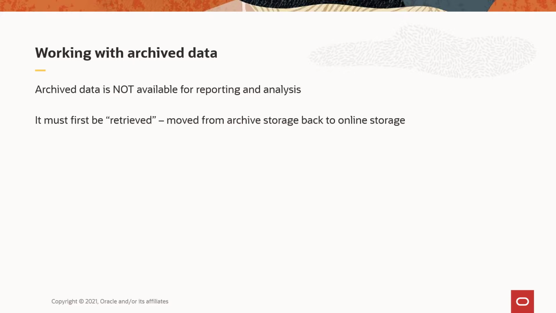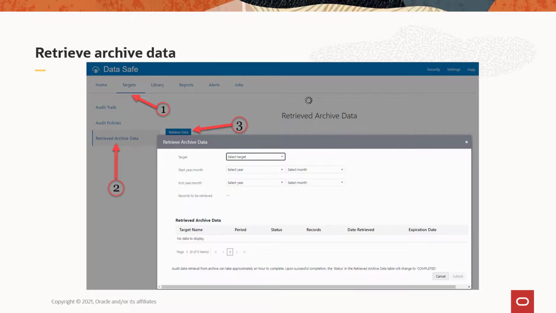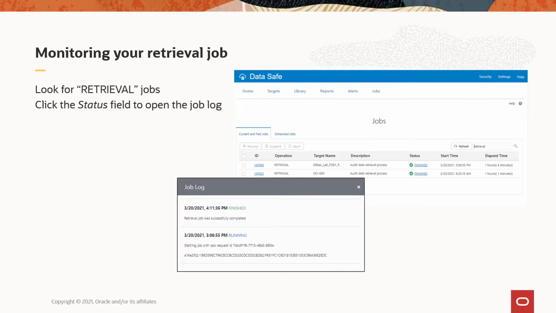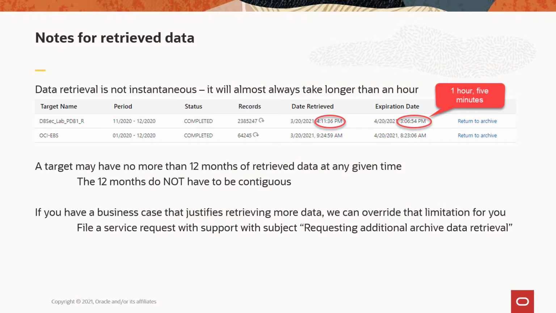All right. Again, to retrieve archive data, you go to Targets, Retrieved Archive Data, and click the blue Retrieve button. Tell DataSafe which database you wish to retrieve data for and how many months you want to retrieve, making sure that you haven't exceeded your 12 months of maximum retrieval time, and making sure that you're not trying to duplicate records. You can monitor your retrieval job either on the Retrieved Archive Data page or in the Jobs menu. Again, recall, data retrieval is not instantaneous. It almost always takes a little bit longer than an hour, and you are limited to 12 months of retrieved data at any time.